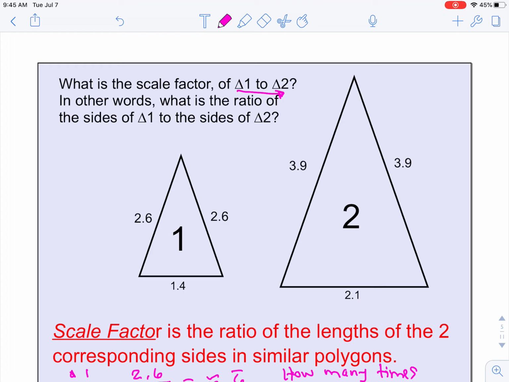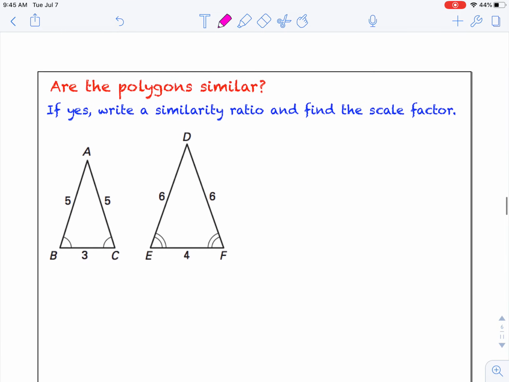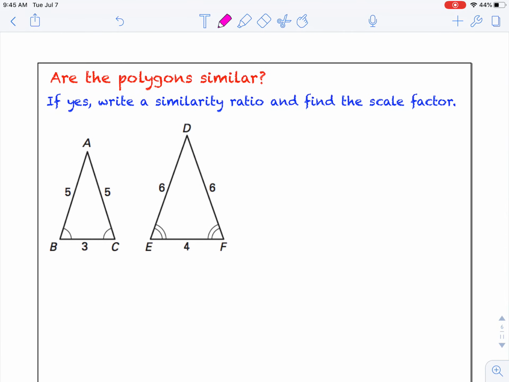Now, if they don't give you specifically, they just say, what is the scale factor? Then you are certainly able to write it either way. So let's see if we can determine, are these polygons similar? And if yes, we're going to write a similarity ratio and find the scale factor.